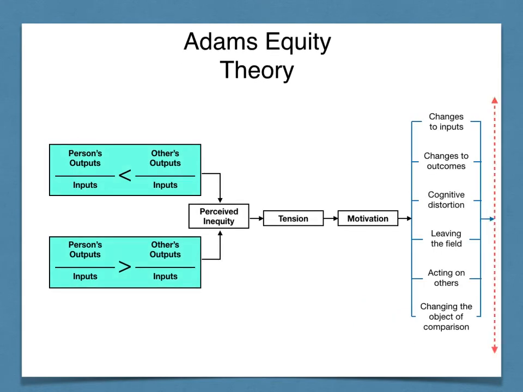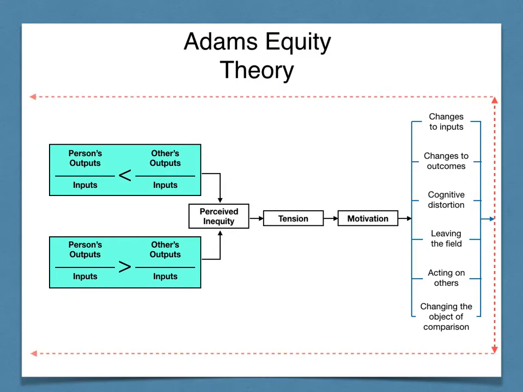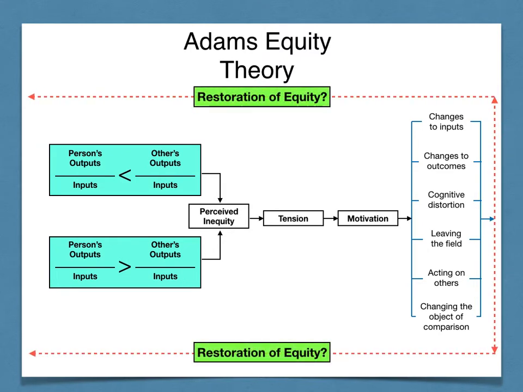Having taken some action, the person then checks to see if the equity balance has been restored or not. This then repeats the cycle if the situation is still one of inequity. If equity is established, then the situation is stabilized and the person is once again motivated.